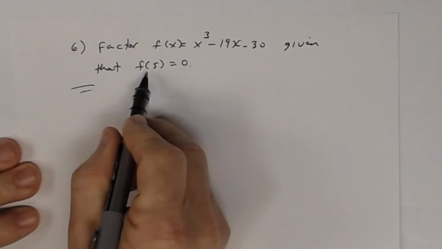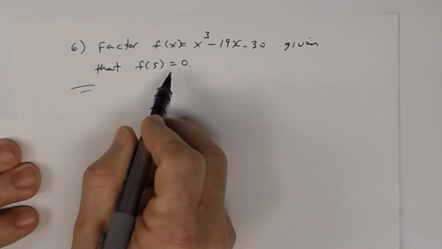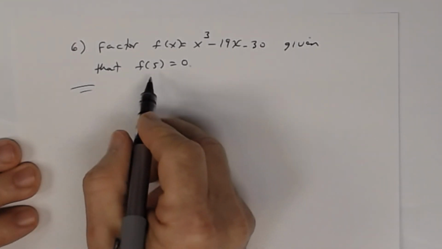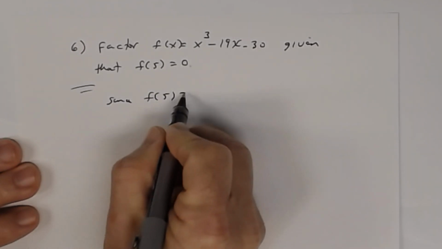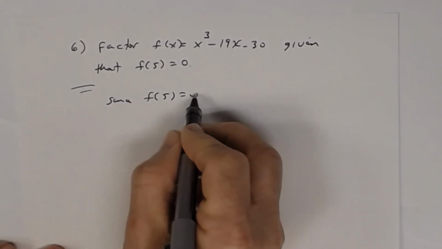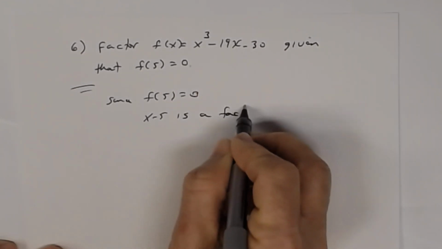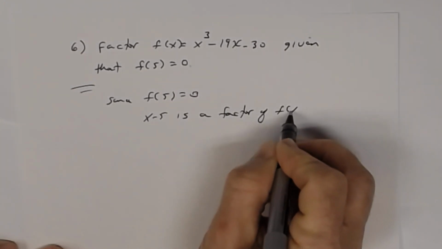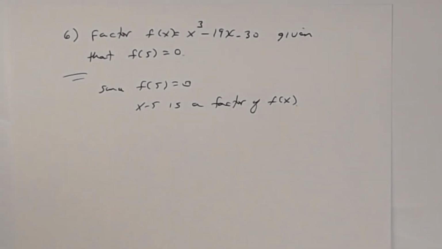So remember, according to the factor theorem, if f of 5 is equal to 0, then that means x minus 5 is a factor of f of x. So x minus 5 is a factor of f of x. So now I've got to find the other factors. I know one of them, I've got to find the others.